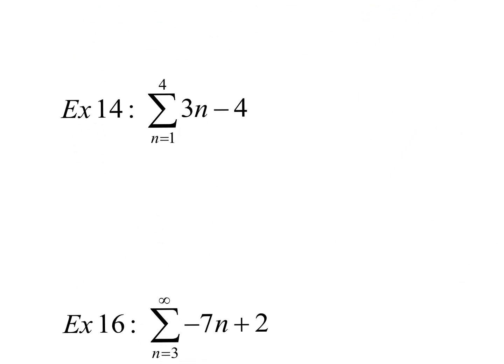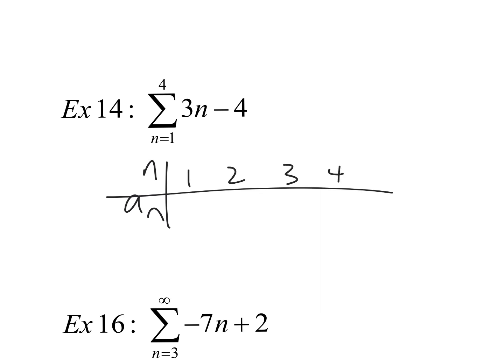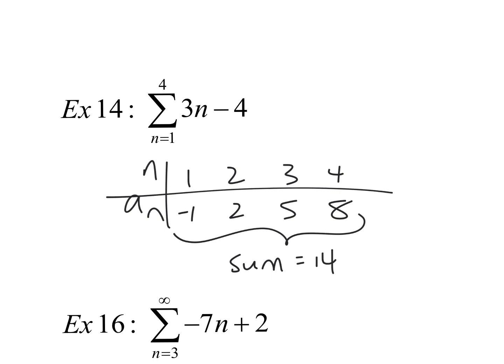Okay, I've got another one. N and A sub n. 1, 2, 3, and 4. Plugging all of these numbers in gives us -1, 2, 5, and 8. Sum equals 14. That was pretty simple. These are pretty simple to plug in, and the reason why I'm doing this t-chart method and not using a formula is because there aren't very many numbers that I have to plug in. Okay, just keep that in mind.